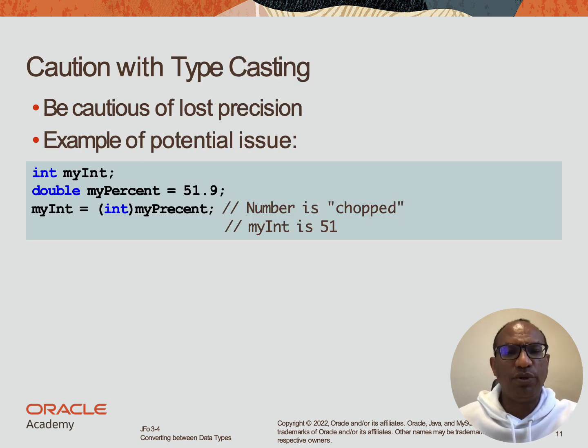If you typecast a float or double value with a fractional part to an integral type such as an int, all decimal values are lost. However, this method of typecasting is sometimes useful if you want to truncate the number down to the whole number. For instance, 51.9 becomes 51.